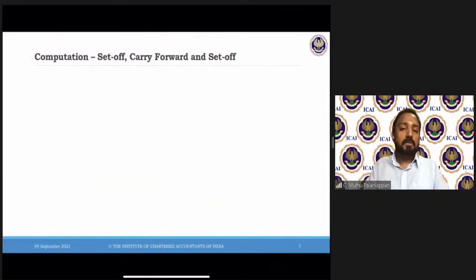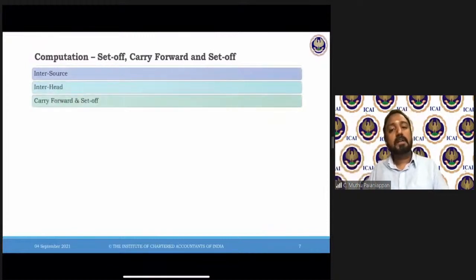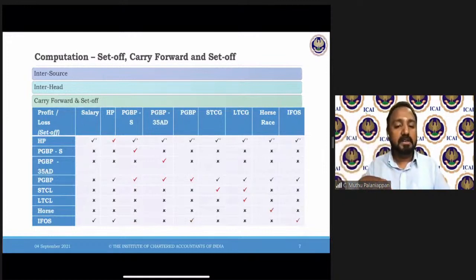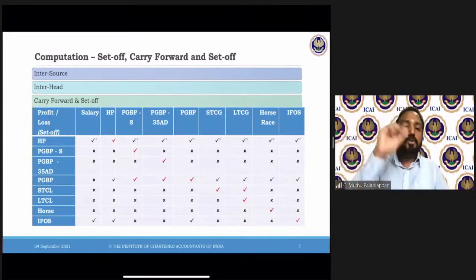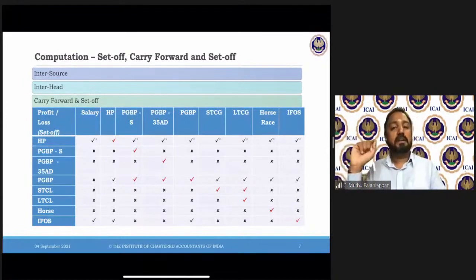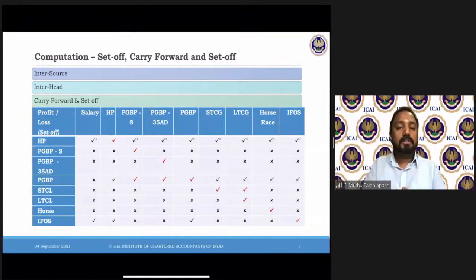With this, we'll have to discuss set off and carry forward. The next, step 6, we said is set off and carry forward of losses. We said there are three natures: inter-source, inter-head, and carry forward and set off. We have already discussed. I'm just recapping with the particular table that we studied earlier, what is allowed under each head. We need to know which of the income can be taxed, which can be adjusted with other incomes. For example, a general business loss cannot be adjusted with salary. It can be adjusted with any other head. Similarly, long term can be adjusted only with long term, right? So this is the brief summary.